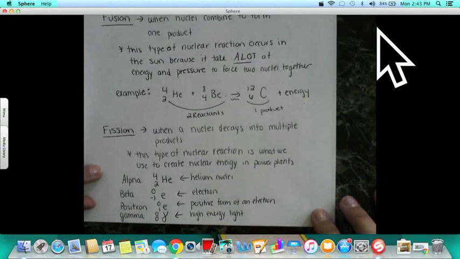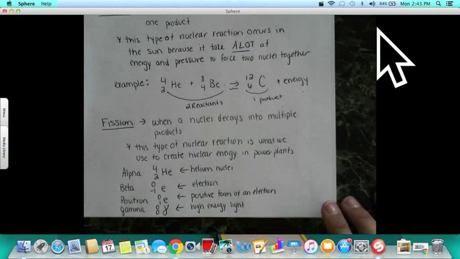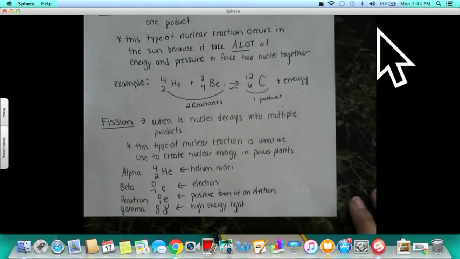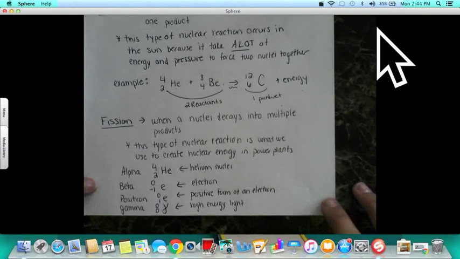Okay, so then we have fission reactions. And fission reactions are the things that are actually going to occur in our nuclear power plants. It's what we create nuclear energy from. And this is when the nucleus decays into multiple products. This still does require energy, but not nearly as much as our fusion reactions do. And they still create a lot of energy, but it's more controllable energy.